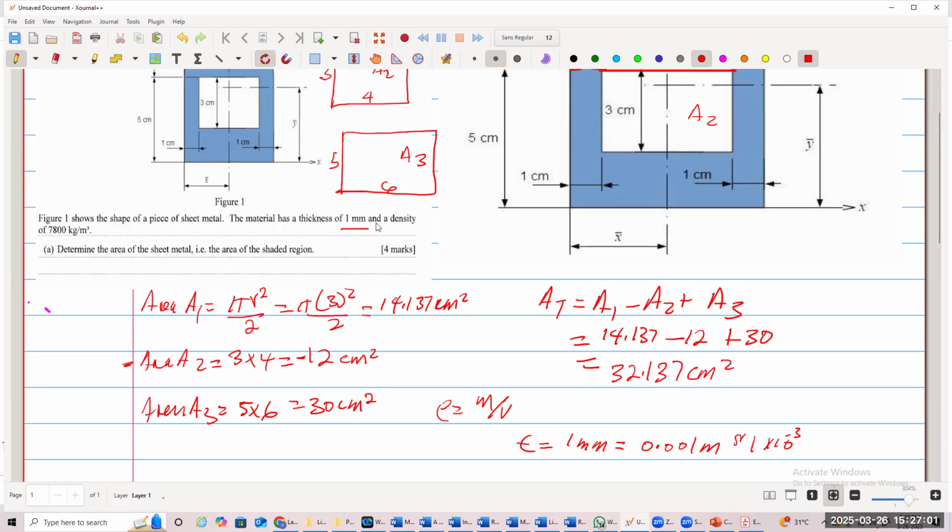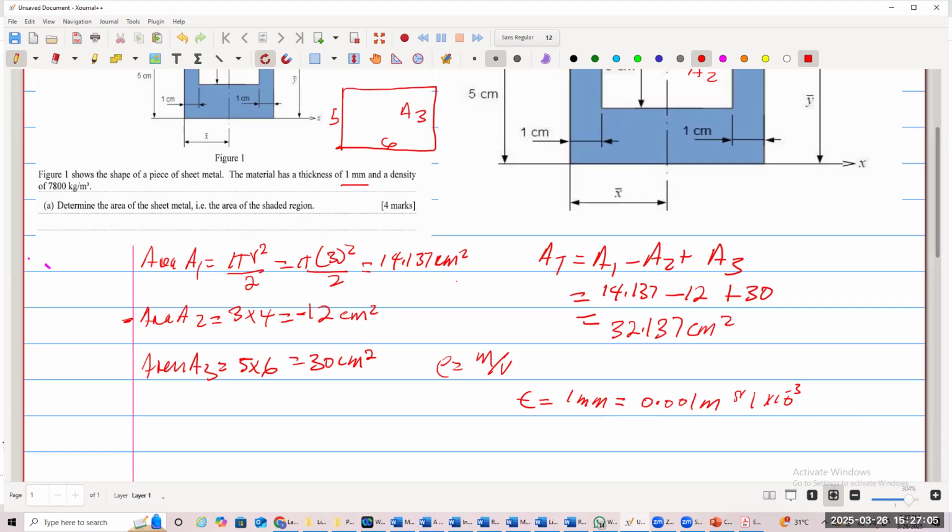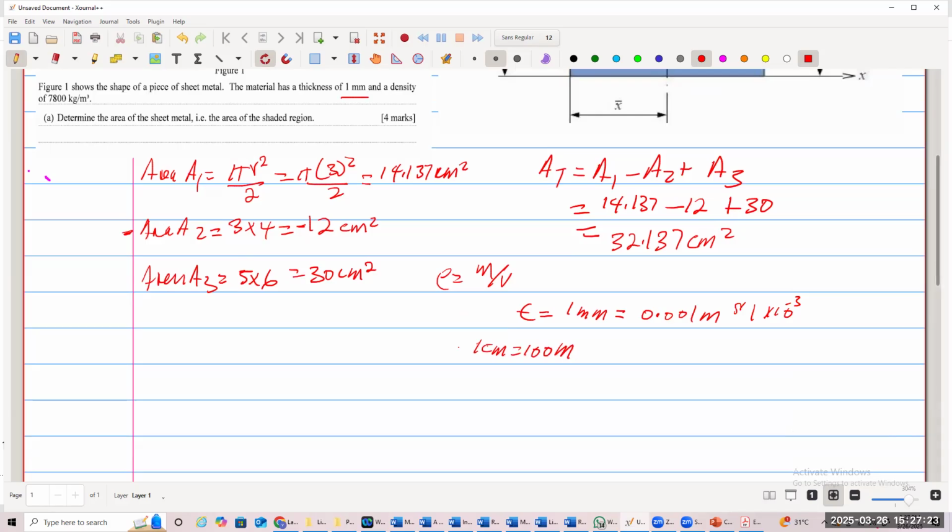So that's the thickness. Therefore, for the volume, we have to convert the area to meters squared. We know that 1 meter is equal to 100 centimeters. So how much is the equivalent of centimeters squared to meters squared? 1 meter squared is equal to 100 centimeters all squared, so that's 10,000 centimeters squared, which is equal to 1 meter squared. All right, so we know that.